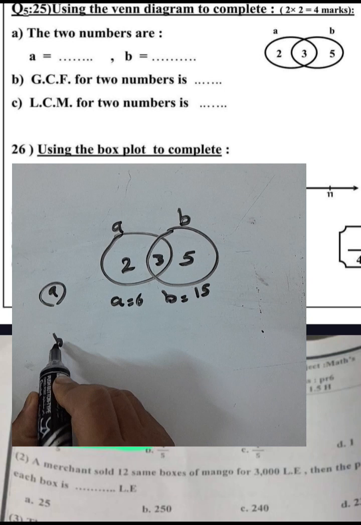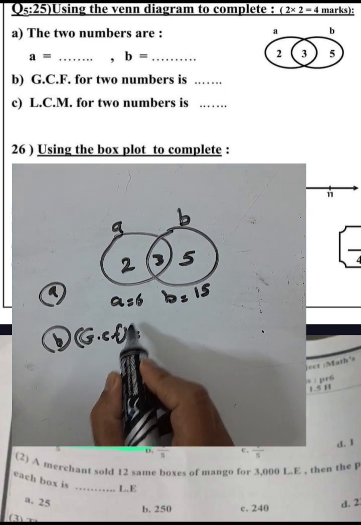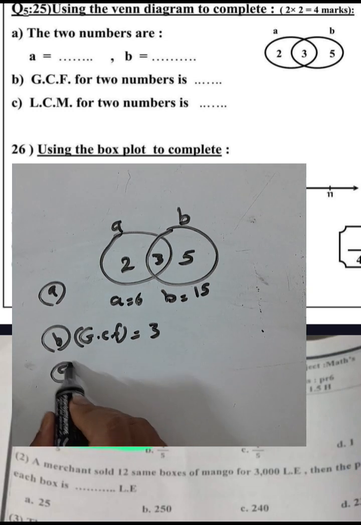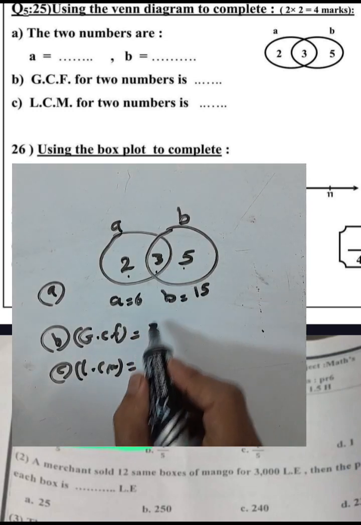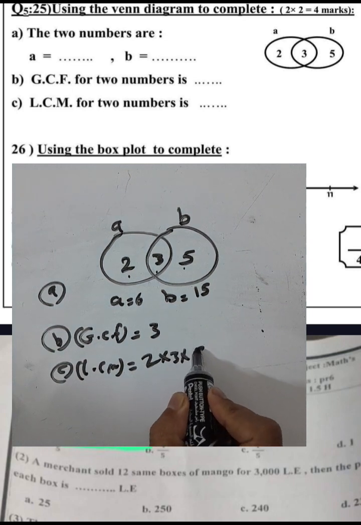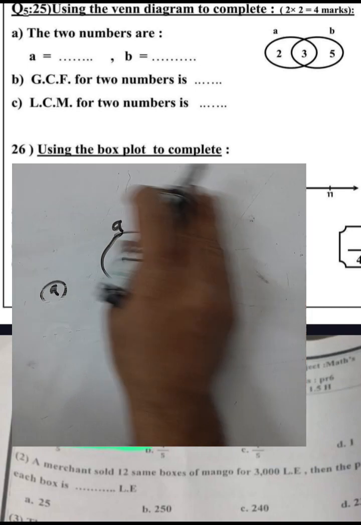Question letter B. The common factor between the two numbers will be 3, and the least common multiple between them is 2 times 3 times 5. 2 times 3 is 6, and 6 times 5 equals 30. The result will be equal to 30.